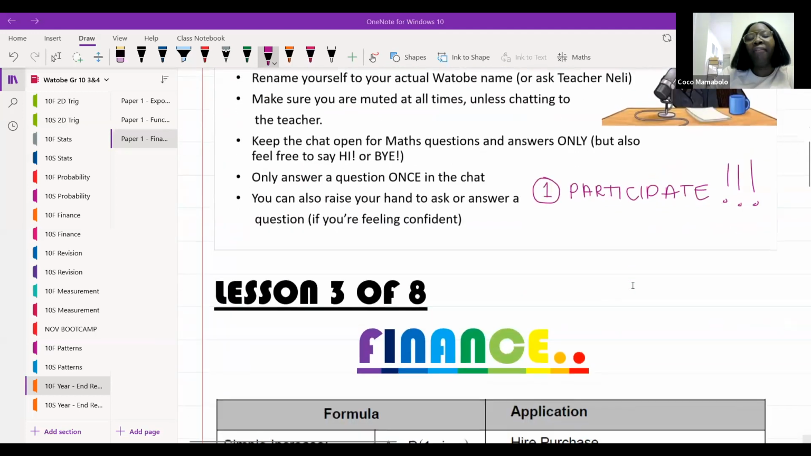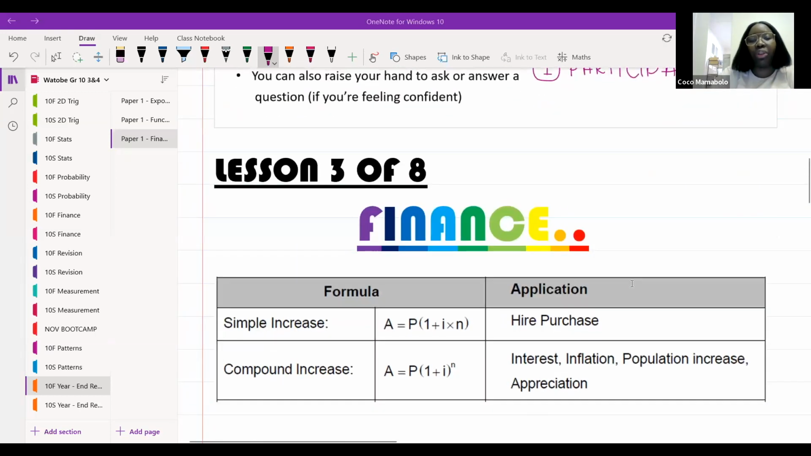We're going to be doing finance today, and we're going through simple interest and compound interest. Just a reminder that if we ever get a hire purchase question, we automatically use simple interest for hire purchase. If we get anything like inflation, population increase, anything of that sort, interest calculations, they are all done on compound interest.